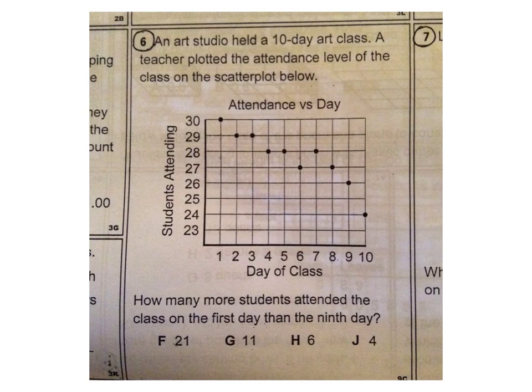So you are going to circle the day of class. I want you to circle the 1st day, and I want you to circle the 9th day. So circle 1 and 9. And those are the numbers you're going to go up the line and see how many attended each of those days. When you do that, the 1st day there were 30 that attended, and the 9th day there were 26. So circle those 2 dots, and it says how many more students attended the class on the 1st day than the 9th day. So you're going to subtract those 2 numbers to find your answer.